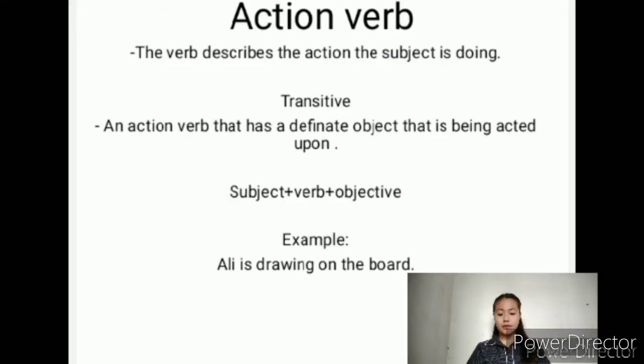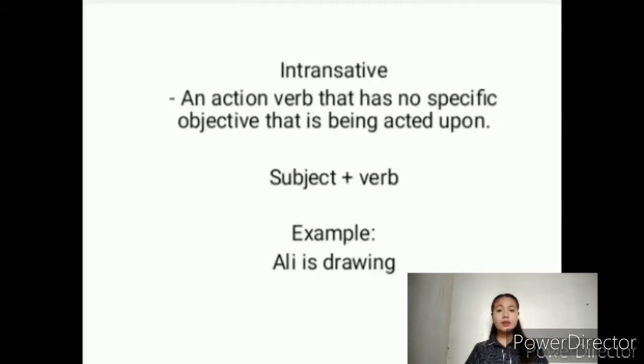First, what is action verb? The verb describes the action the subject is doing. There are 2, transitive and intransitive. Transitive: an action verb that has a definite object that is being acted upon. We have the subject plus verb plus object. For example, Ali is drawing on the board. Intransitive: an action verb that has no specific object that is being acted upon. We just have a subject plus verb. For example, Ali is drawing.